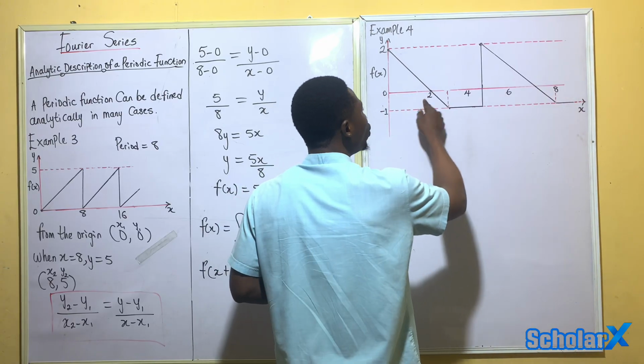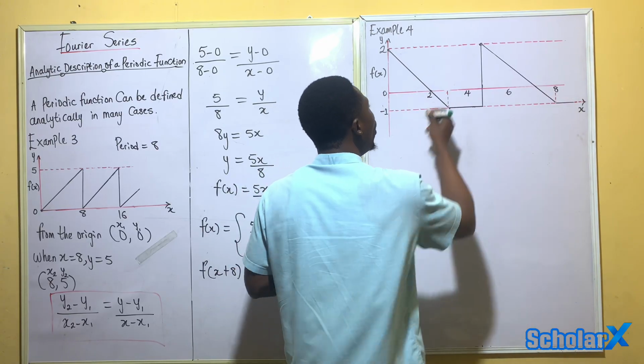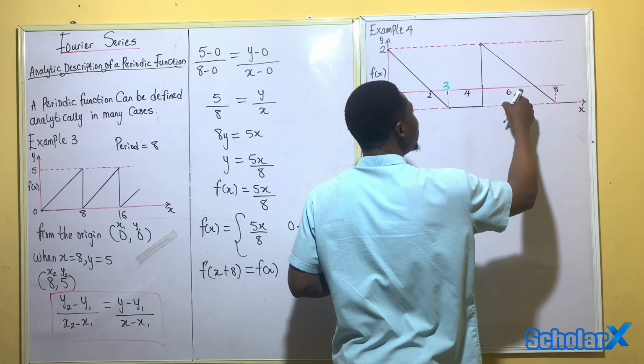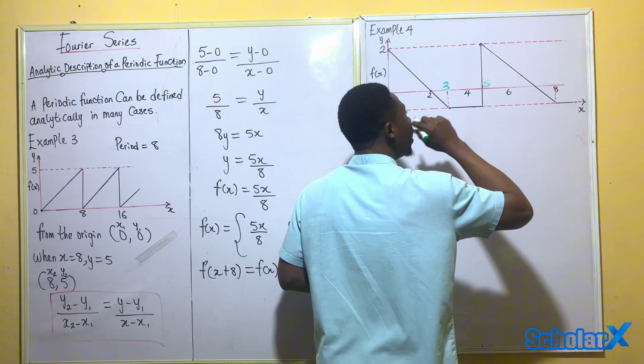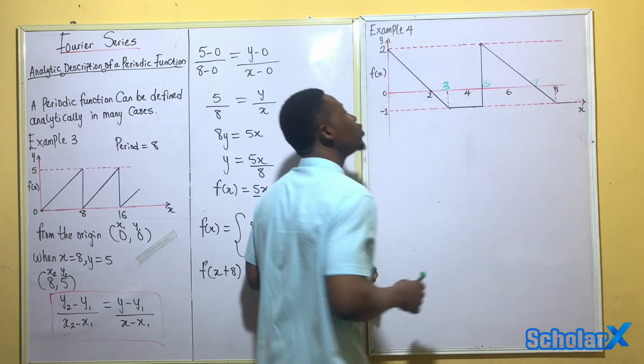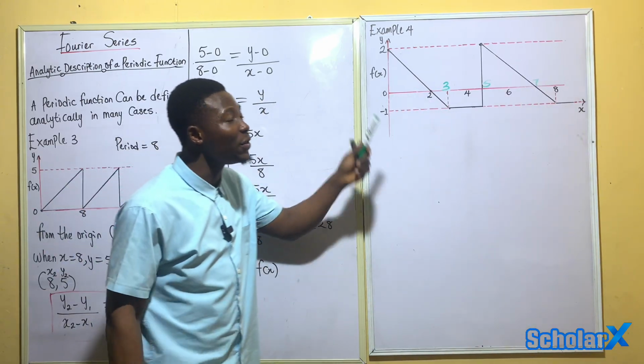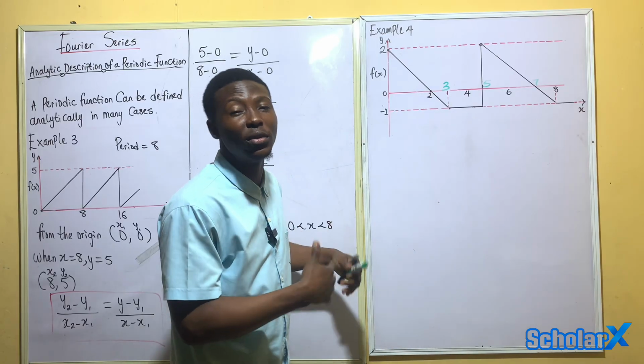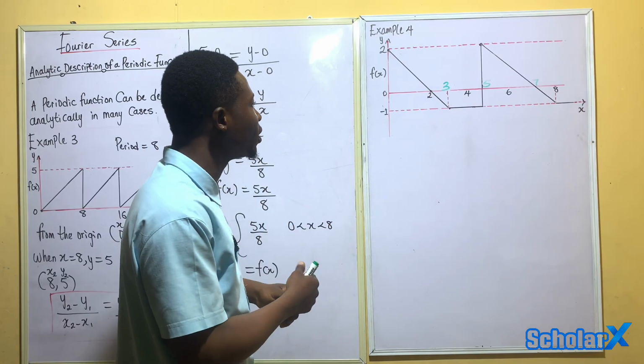So if this is 2, this is 4, what do you think this will be? Of course, it should be 3. This is 4, this is 6, so this should be 5. And then, of course, this should be 7. Nobody's going to tell you that. You're going to have to figure that out yourself. That's why you need to be very careful when you're doing the analysis of these periodic functions.